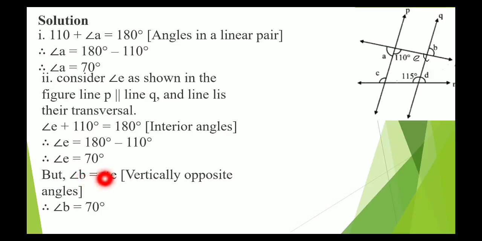Next, angle B is equal to angle E. Where is angle B? B is equal to angle E. Why equal? Because both are vertically opposite angles. Since we got angle E is equal to 70 degrees, therefore B is equal to how much? 70 degrees.